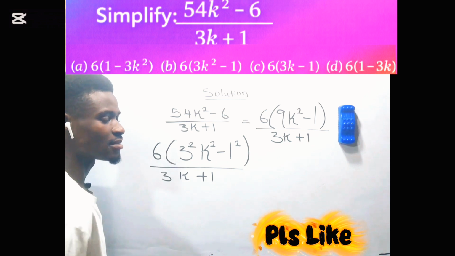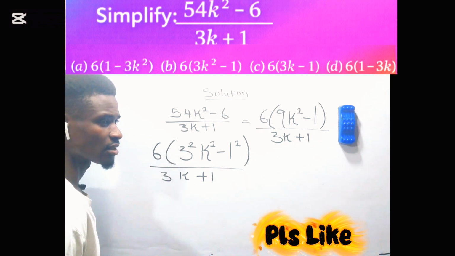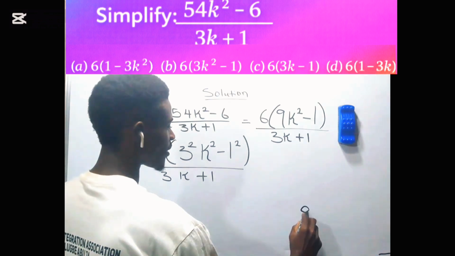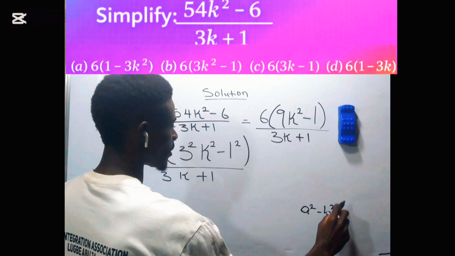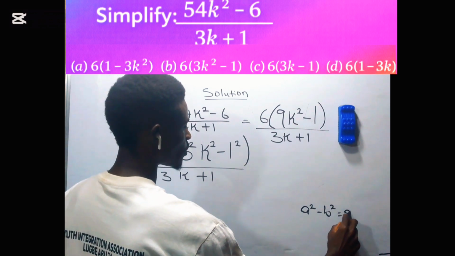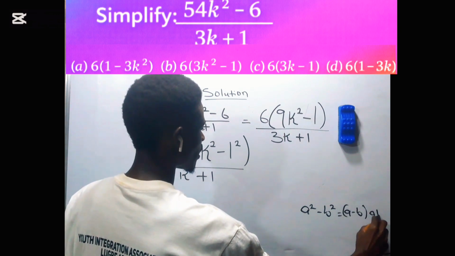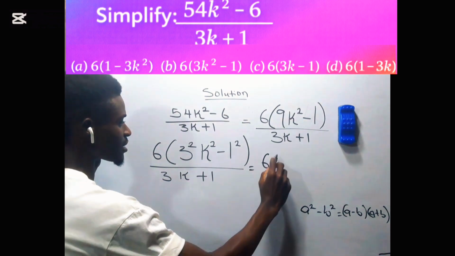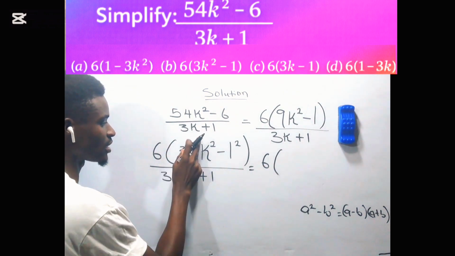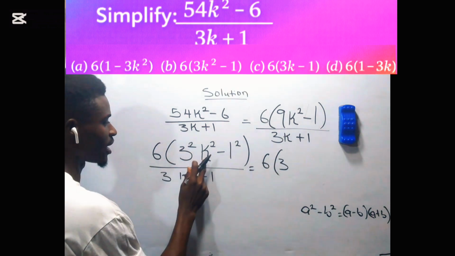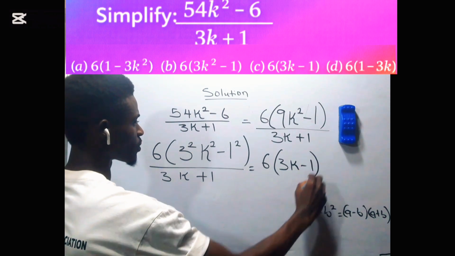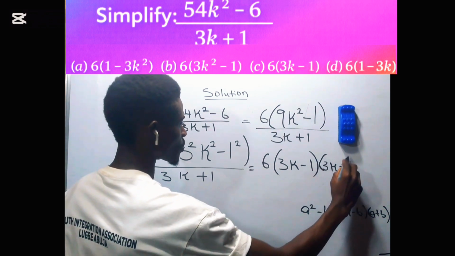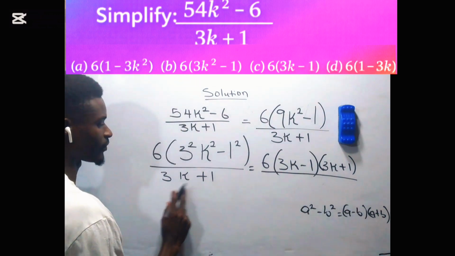Recall that whenever we have our first term to be the square of a number and the second term to be the square of a number, it simply means we can use what we call the difference of squares. And what does the difference of squares say? The difference of squares says if we have a square minus b square, it is equal to a minus b, a plus b. Now, utilizing it here, we still have 6, open bracket. Since it is 3 square, k square, we'll just pick out the 3 and the k, then minus 1, then also 3k plus 1, all over 3k plus 1.